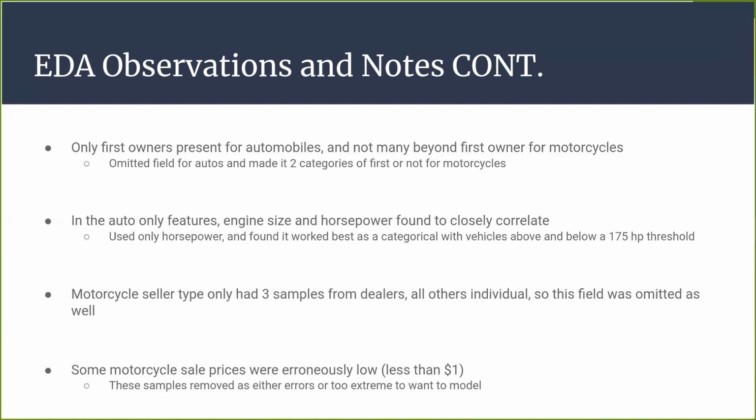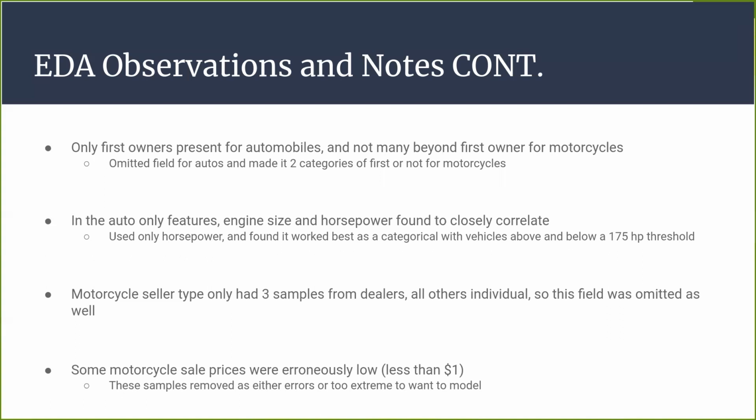Then in the auto features, I also found that engine size and horsepower were very closely related, horsepower being the max power field, but it was measuring horsepower. So I went ahead and only used horsepower, and I found it actually worked best with two categories, one being above 175 horsepower as a threshold, and another category of being below.